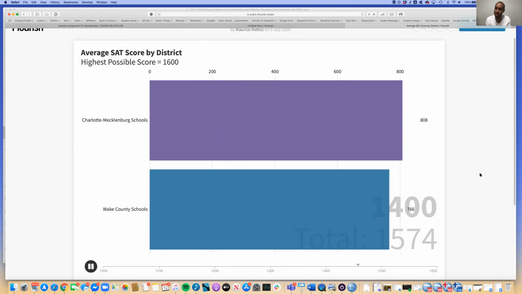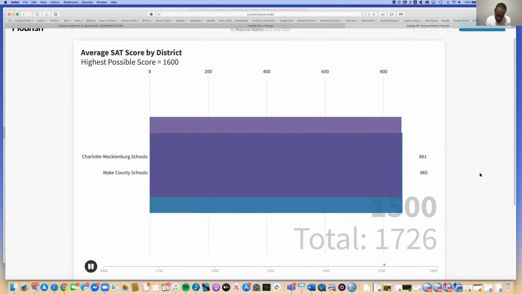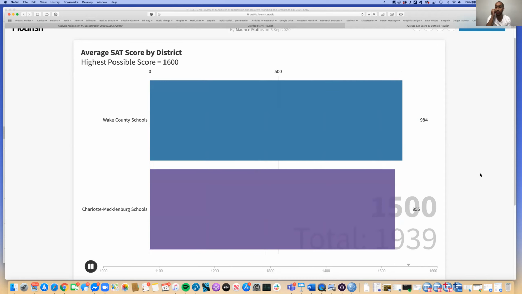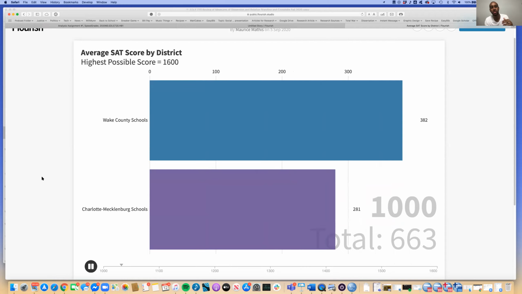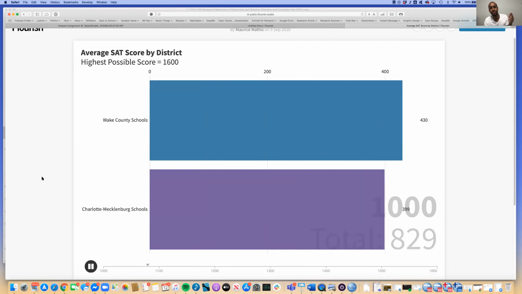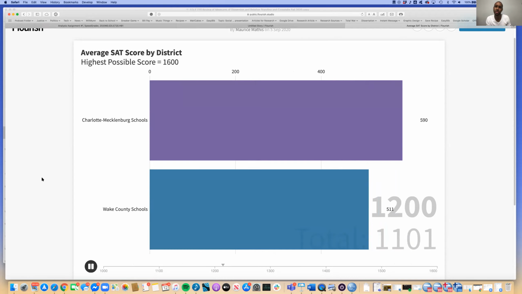So what I did was, I used the same data set for both parts of the question. So I think it's good to quickly talk about my first question. The scenario was you're interviewing for the assistant superintendent of instruction or something like that, and you are looking at the two largest districts.